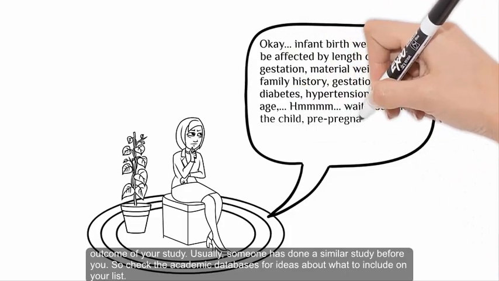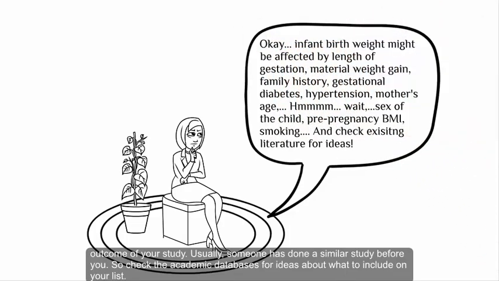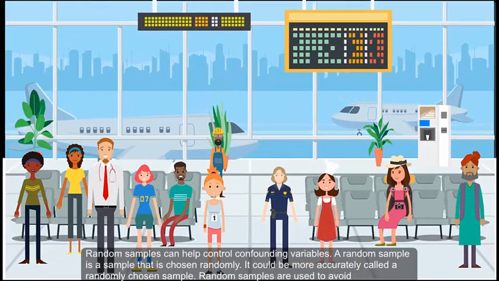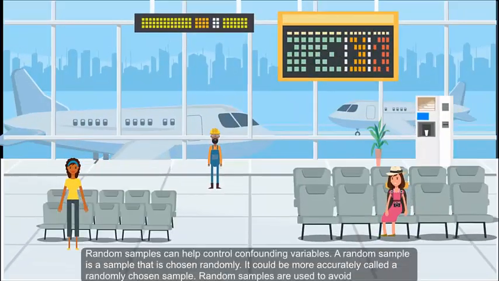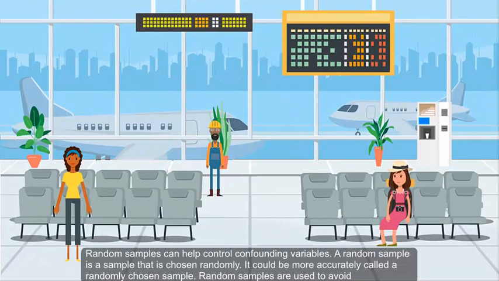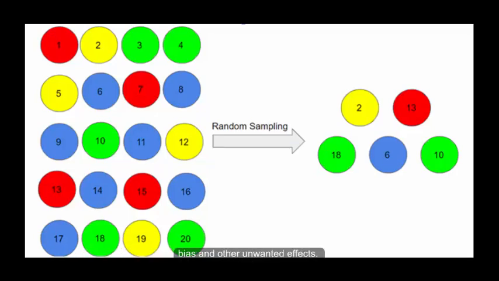Usually, someone has done a similar study before you, so check the academic databases for ideas about what to include on your list. Random samples can help control confounding variables. A random sample is a sample that is chosen randomly. It could be more accurately called a randomly chosen sample. Random samples are used to avoid bias and other unwanted effects.